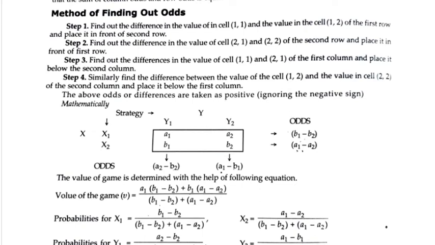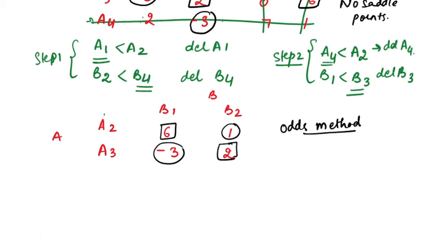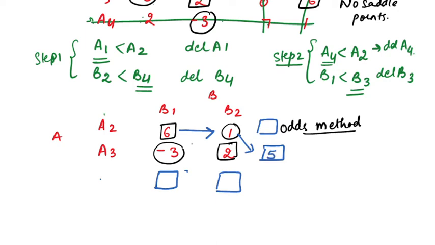Right, so now let's do it with the odds method. We have to fill 4 boxes. One is here, other is here, this and this. Calculate 6 minus 1. It's 5. You have to put that answer over here. Now minus 3 minus 2. It's minus 5, but here we always have to put positive numbers. We have to ignore the sign.